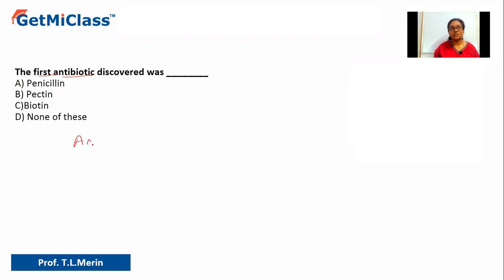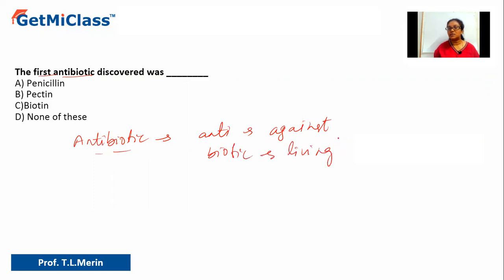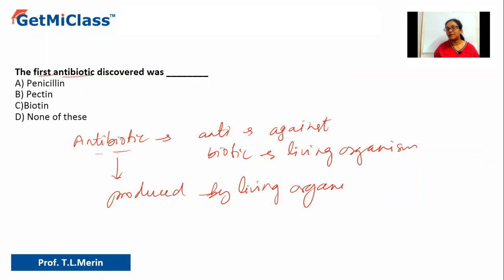So before we talk about the first antibiotic, first of all we have to understand what is an antibiotic. Antibiotic, if you split the word into two, you get two parts. Anti means against, and biotic represents the biotic factor or the living organism. So these are the components which are produced against certain living organisms. Now, who produces that? Again, living organisms. So these are the components which are produced by living organisms and they work against living organisms. That's why they're called antibiotics.